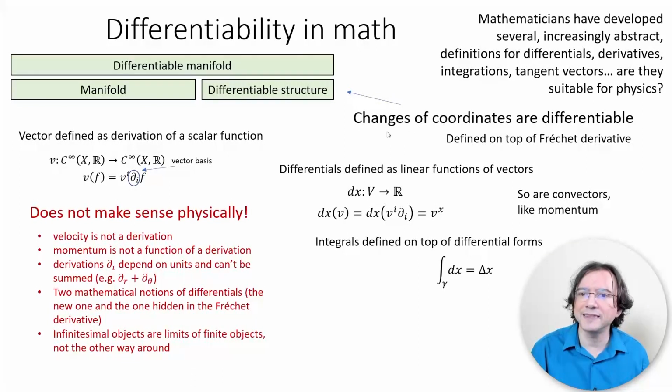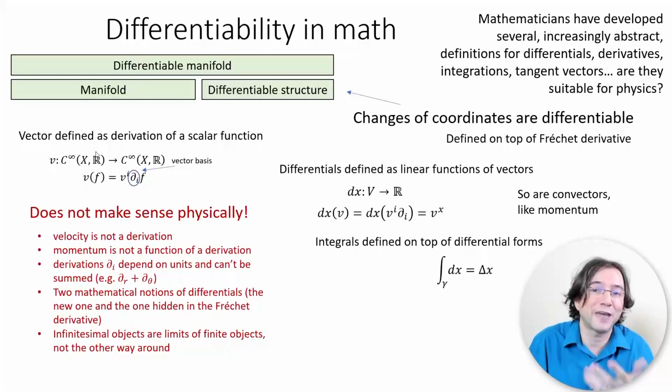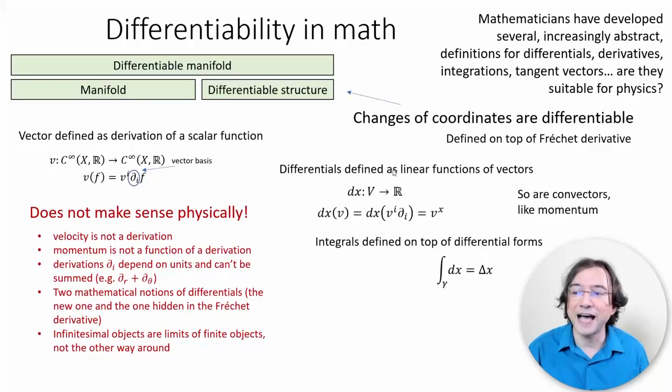But then you define objects on top. You define vectors as being a derivation of scalar functions. So a vector is now something that takes a scalar function and returns another scalar function, which is the directional derivative. And the partial derivatives essentially become the basis of the vectors, because all vectors are now derivatives. And differentials are defined as linear functions of vectors. So they take one of these objects and give you a number. So dx would be one of these differentials, and it takes a vector v, which is again a derivation, and gives you the component of v on the x coordinate. And then the integrals are defined on top of these differential forms. So delta x is going to be the integral of dx, where again dx is this map.